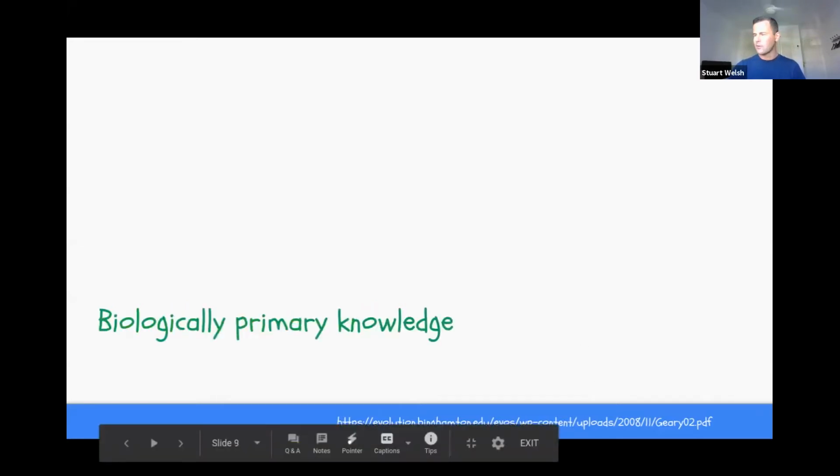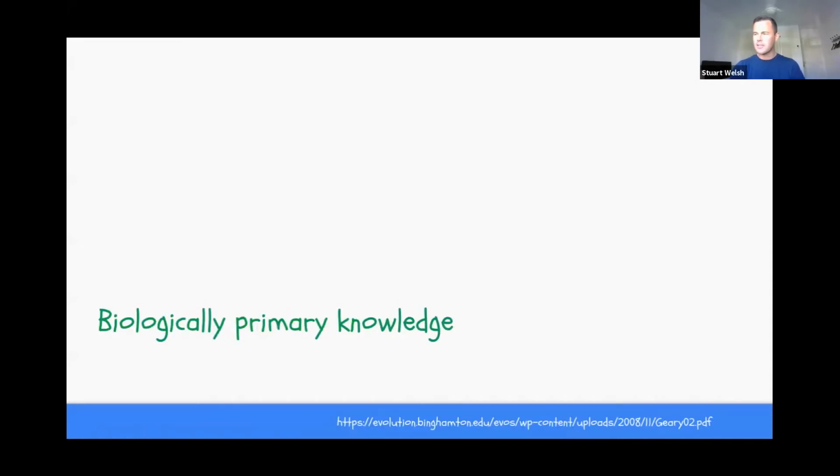Carrying on with Geary's work here, biologically primary knowledge is knowledge which Geary claims we've evolved to acquire over many generations, often for reasons of survival. It doesn't usually need to be taught, and it tends to be acquired with relative ease and speed. Some examples would be learning to speak, learning to read faces, learning basic social interactions, and general cognitive skills such as basic problem solving and self-regulation.